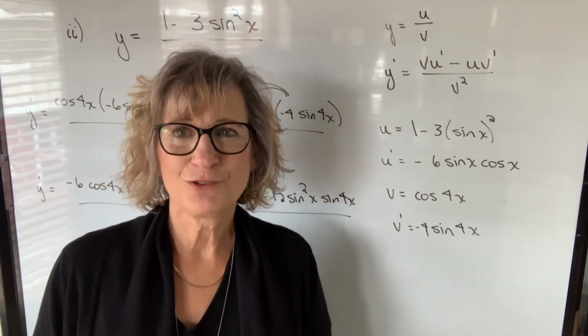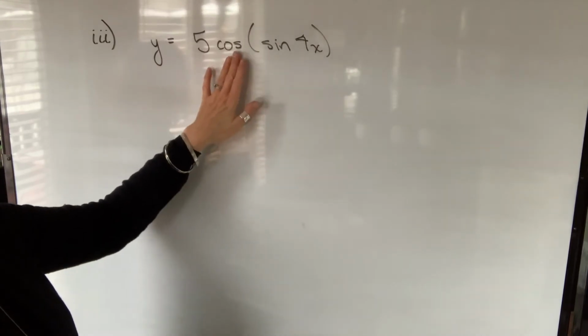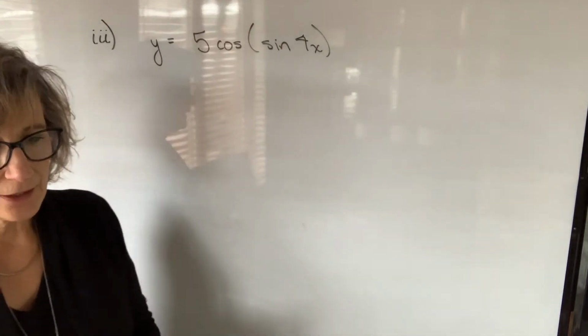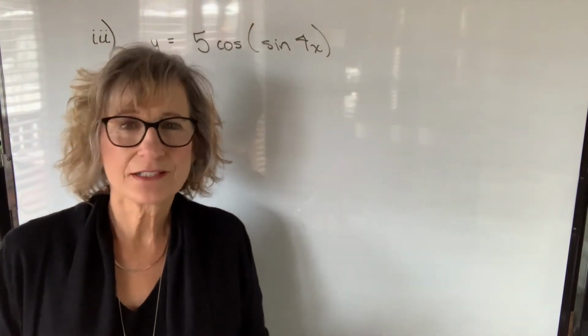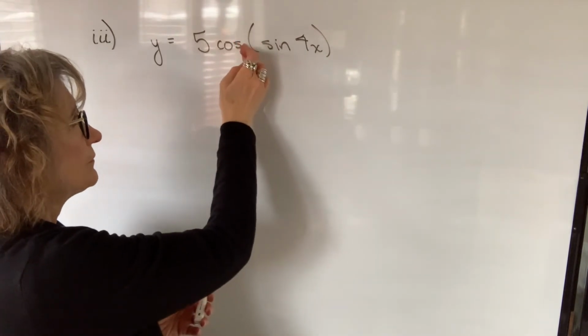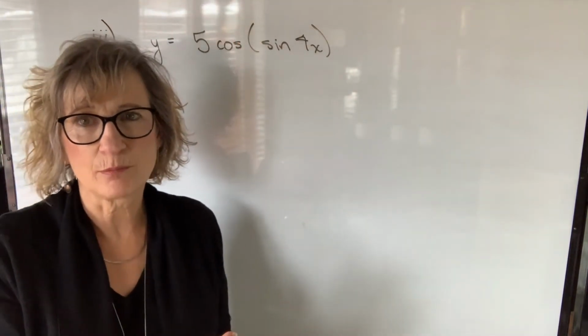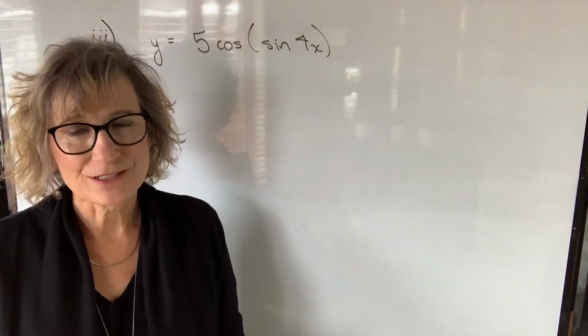All right, let's take a look at a few more. In this next example, we have y equals 5 times cos of sine of 4x. And the biggest mistake I see students make here is that they think it's a product. They see the brackets there, they see a cos. But we don't have cos of x, for example. We have cos of this. So it's not a product.